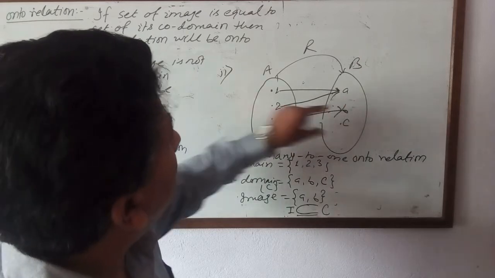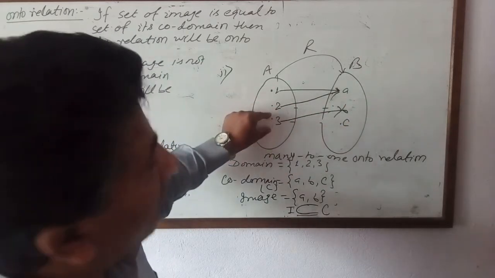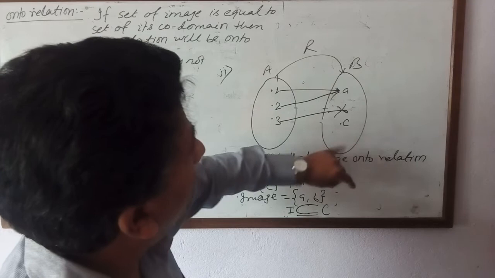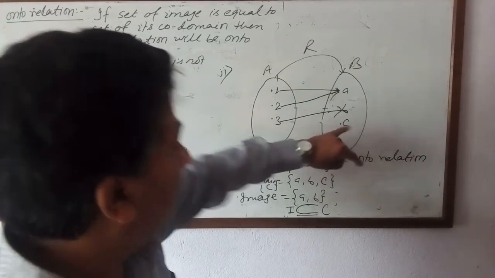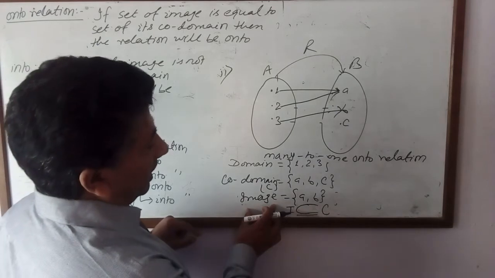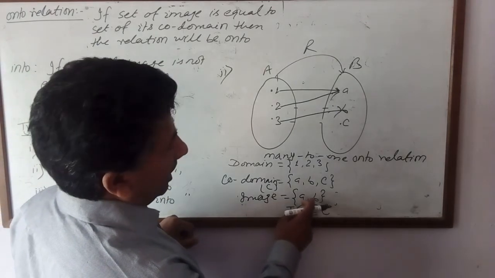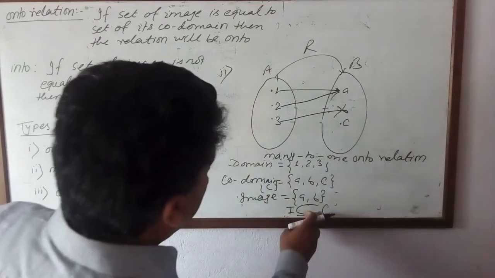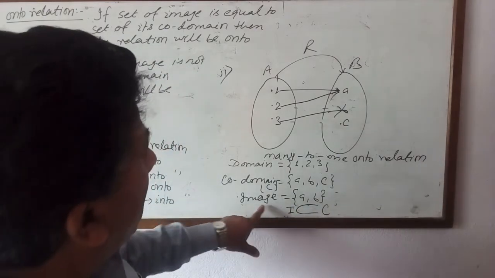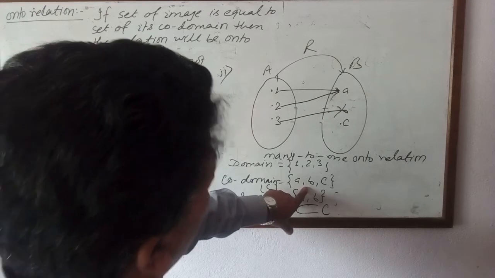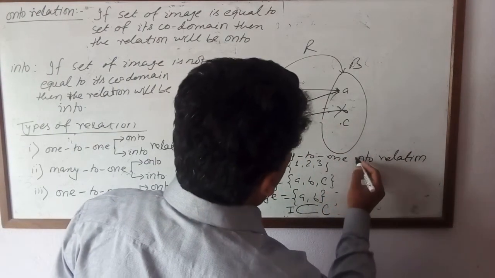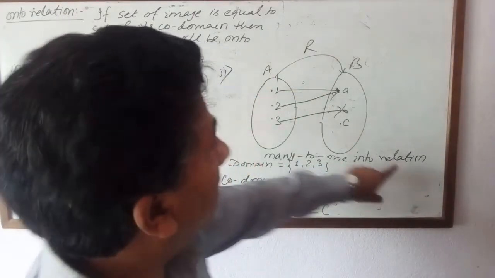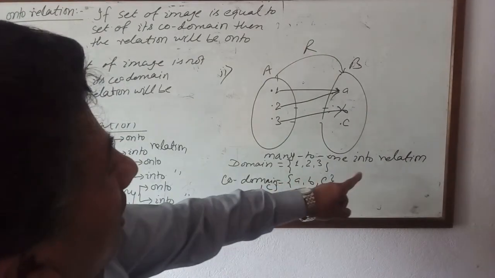And A is the image of 1 and 2, B is the image of 3. That's why in the set of image, we only have to write A and B. We cannot write this C because it doesn't have a pre-image. That's why in the set of image there will be only 2 elements A and B, but in the set of codomain there are 3 elements A, B, C. Now in this case, this set of image is not equal to its codomain. That's why this is an example of into function, into relation, many to 1 into relation. This is the example of many to 1 into relation.